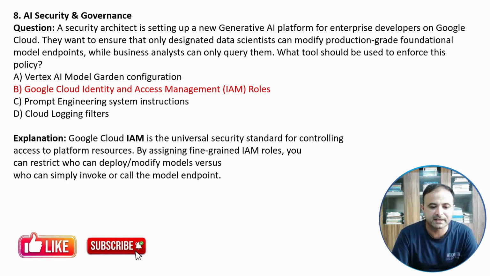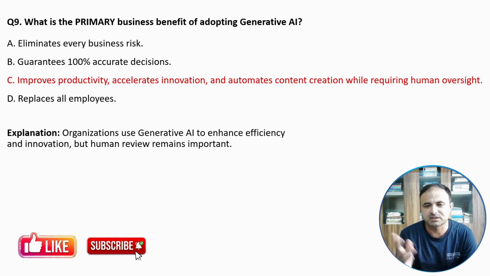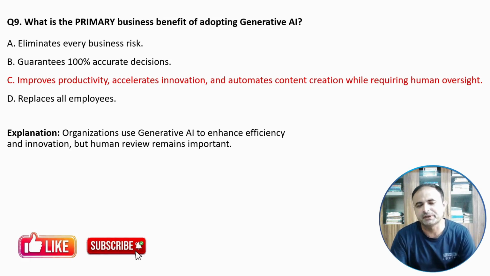Google Cloud IAM is the universal security standard for controlling access to platform resources. Correct? IAM, similar to AWS, and Databricks has something similar, the catalog. But I'm talking here only about Google related topics.